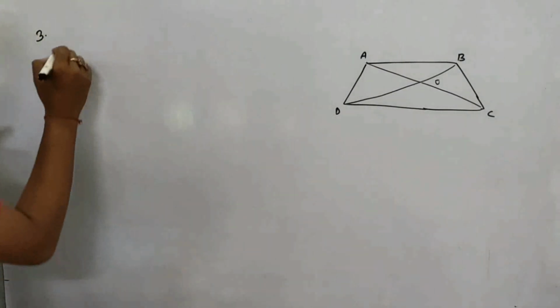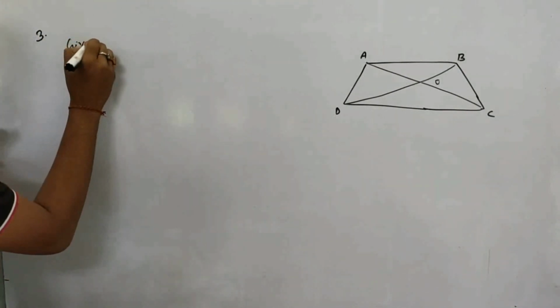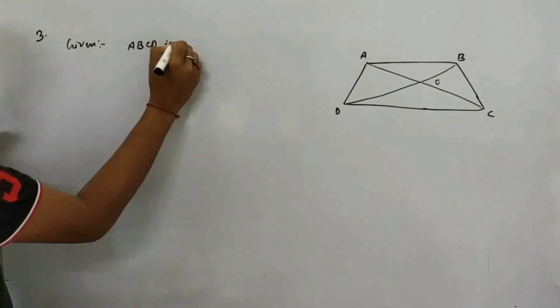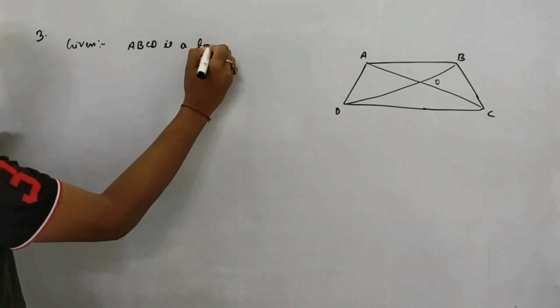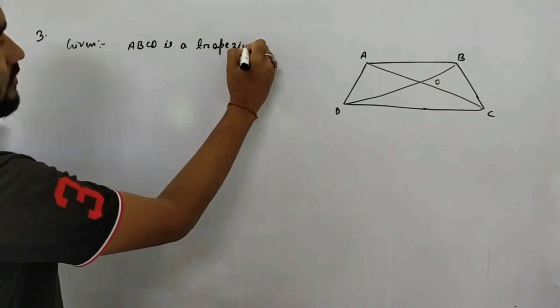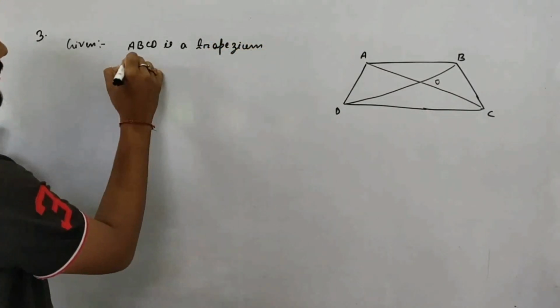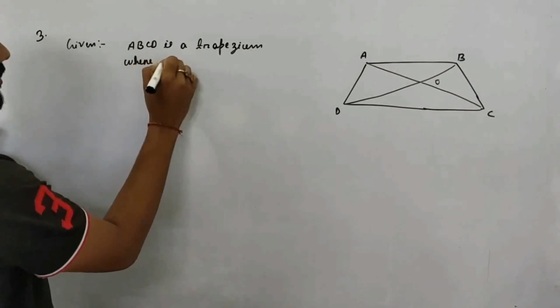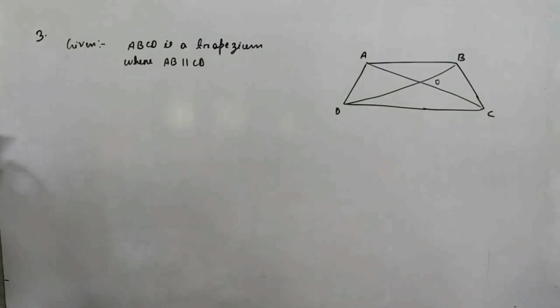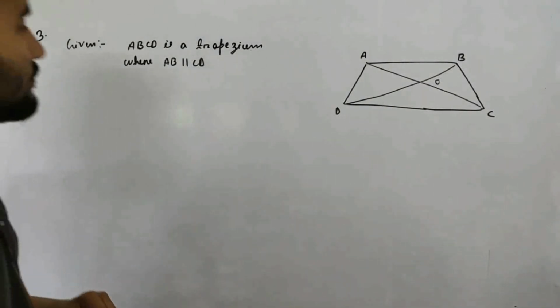You write the given part. So given: ABCD is a trapezium where AB is parallel to CD. Okay, AB is parallel to CD. Done.